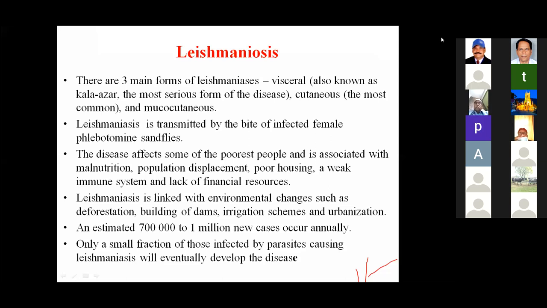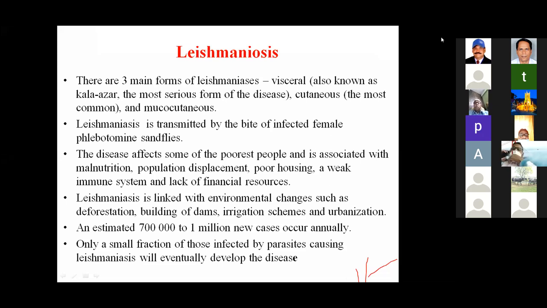The disease affects some of the poorest people: malnutrition, poor housing, weak immune system, and lack of financial resources, that is the economic concept. But also deforestation, building of dams, irrigation schemes, and urbanization. As we enter the forest area, the parasite is present in wild dogs and wild animals. From there it is transmitted by sand fly to human beings, and from human beings to dogs, through close contact of wildlife with the dog. It is transmitted to the dog and the dog transmits to us; the dog acts as a reservoir host. It is estimated that 700,000 to 1 million cases occur annually. Only a small fraction of those infected by the parasite will eventually develop the disease.